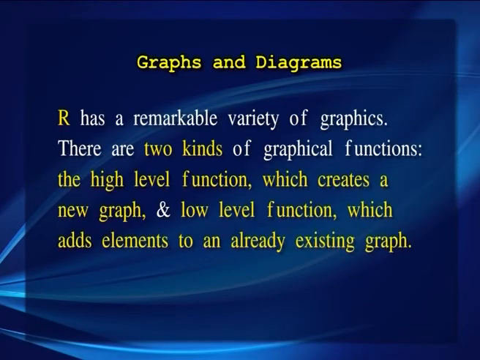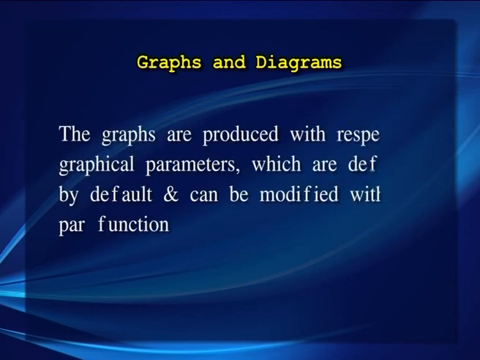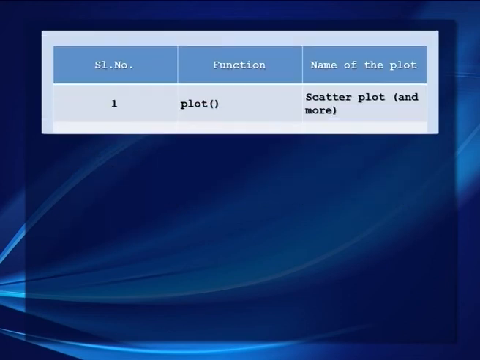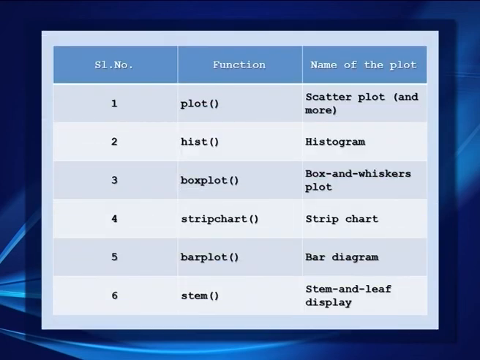We will see how graphics is used in R. R has a remarkable variety of graphics. There are two kinds of graphical function: the high level function which creates a new graph and the low level function which adds elements to an already existing graph. The graphs are produced with respect to graphical parameters which are defined by default and can be modified with the par function. The list of functions used for standard plots is as below.